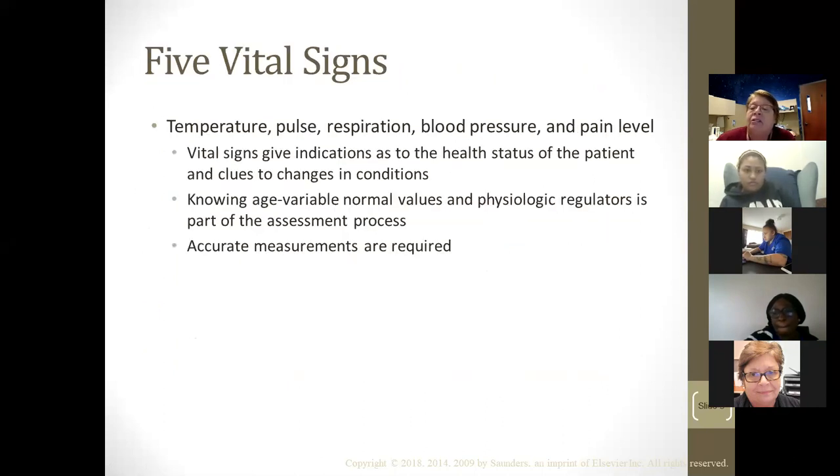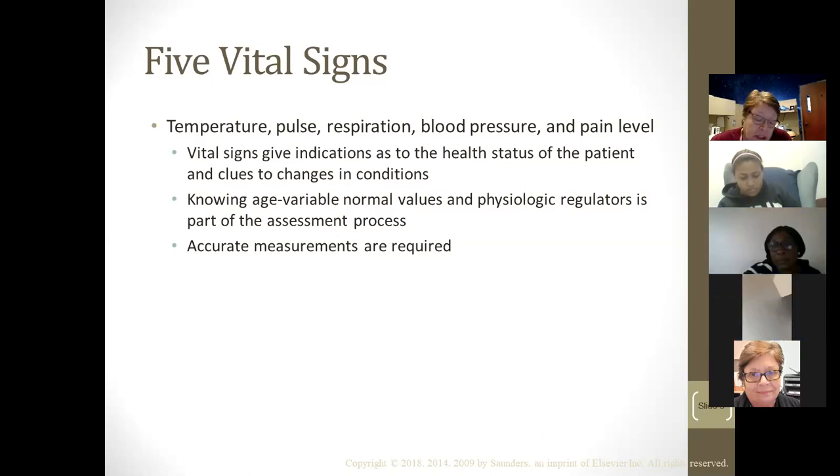So there are 5 vital signs, right? Temperature, pulse, respiration, blood pressure, and then pain level. Now, the Joint Commission says that we need to include a pain assessment with every set of vital signs. It is not necessarily a vital sign, but that is an assessment we do with the vital signs. So they give us an indication of the health status of the patient.